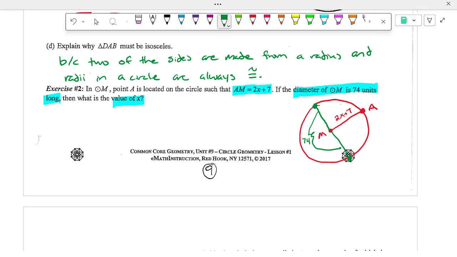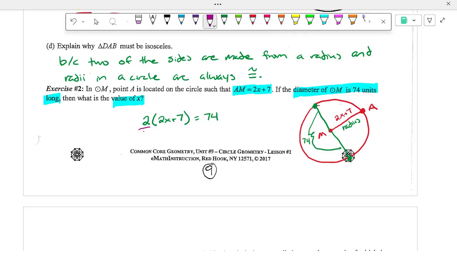A radius. So if this is considered a radius, and we know what the diameter is, how do you think I'm going to set up my equation to solve for x? 2 times 2x plus 7 is equal to 74. Right. You do 2 times 2x plus 7, because remember the diameter is twice the radius, and it's equal to 74. Yeah, you could also divide 74 by 2 and set that equal to 2x plus 7. So that would have worked also.